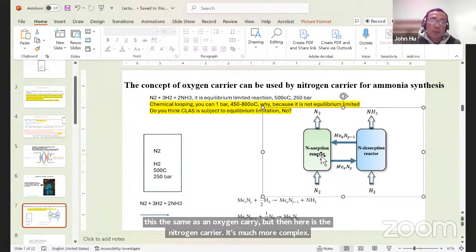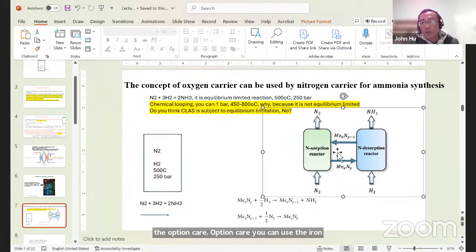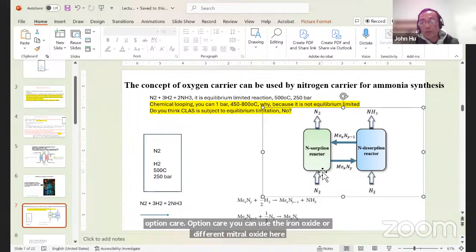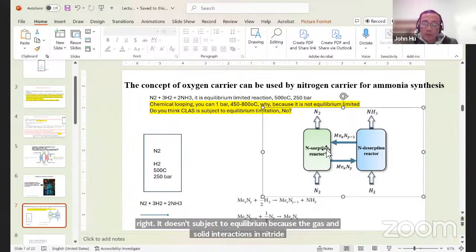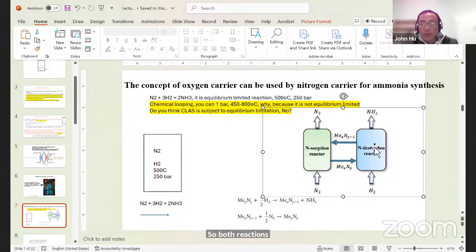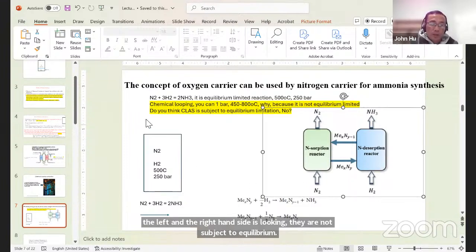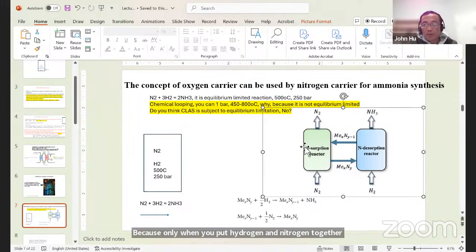Oxygen carrier, you can use iron oxide or different metal oxides. Here, you have to use a complex metal that can form a metal nitride, and the metal nitride reacts with hydrogen. So the point I'm trying to make is, on the right-hand side, hydrogen reacts with a solid. That's why it isn't subject to equilibrium, because it is a gas-solid reaction with the nitride. On the left-hand side, it's gas nitrogen reacting with another solid. So both reactions on the left and right-hand side are looping. They are not subject to equilibrium, because only when you put hydrogen and nitrogen together in this vessel are you subject to equilibrium. But when you separate them, they are not.